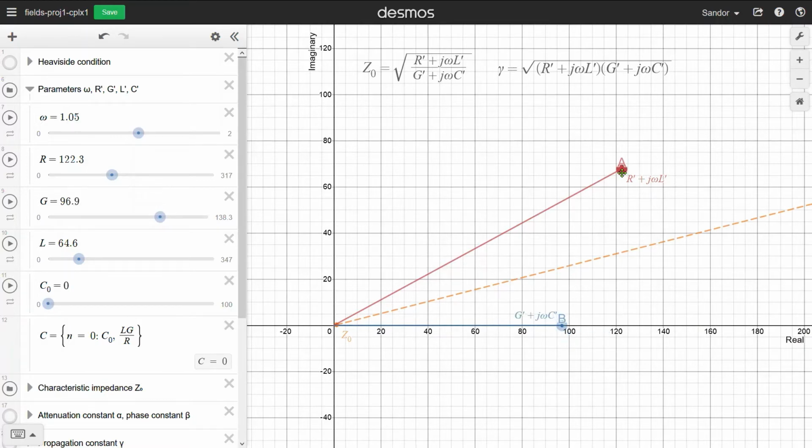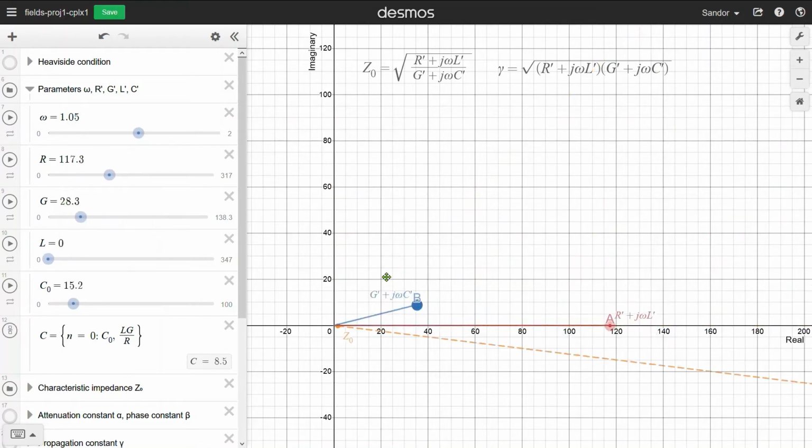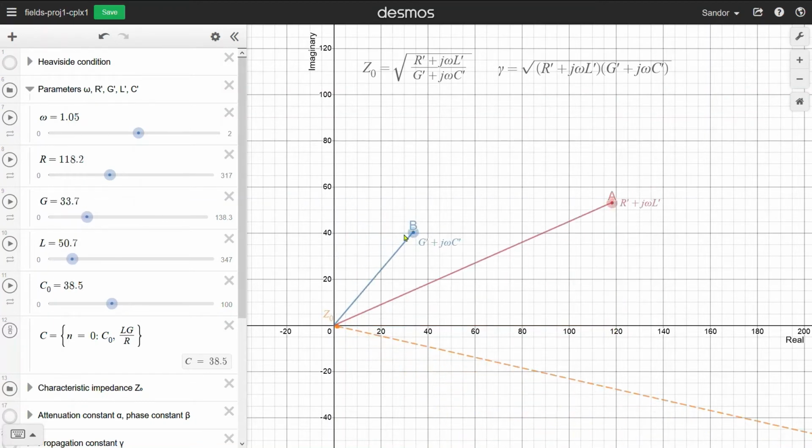Because of the restrictions on the parameters, the angle of Z0 is restricted to between -45 and 45 degrees. The magnitude of Z0 is the square root of the ratio of magnitudes of A and B, which is why it's so short. If I make B approach 0, Z0 goes to infinity.